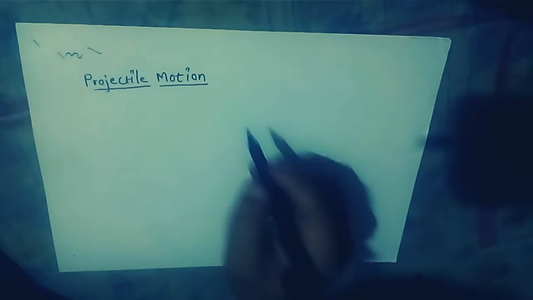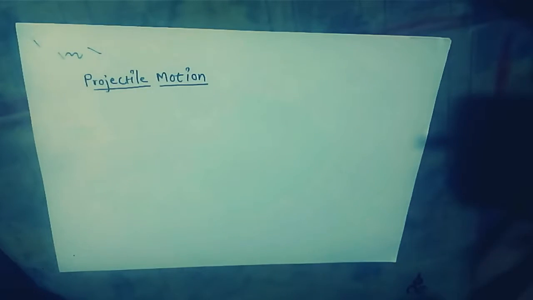Now our topic is projectile motion. So the first thing that comes here is, what is a projectile? A projectile can be defined as any object that can be propelled in air, and which is allowed to move only under the action of gravity. That kind of thing can be defined as a projectile.